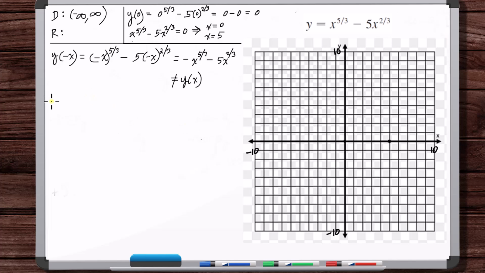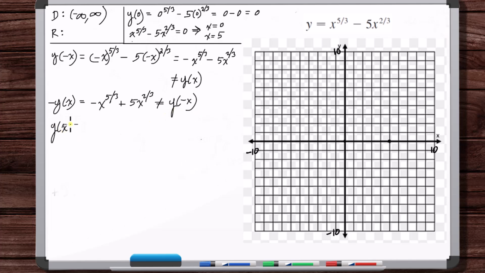Okay, what about an odd function? Is this an odd function? What is minus y of x? Minus y of x is minus x to the 5/3 plus 5x to the 2/3, and this is not equal to y of minus x. This is y of minus x. So it's not odd or even.